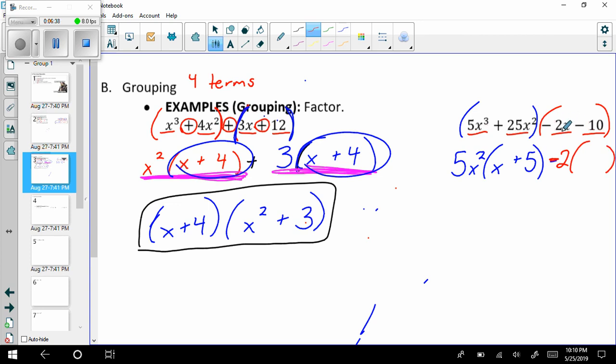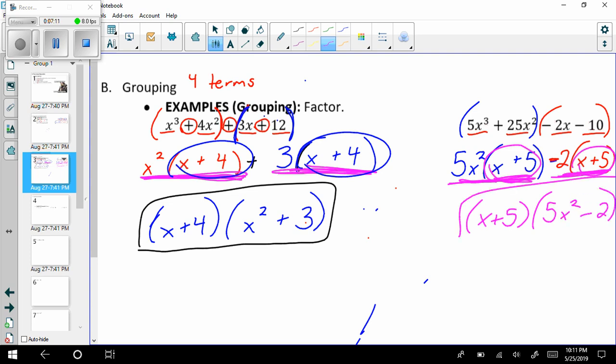So if I divide a negative 2 out of negative 2x, I now have a positive x, and a negative 2 out of negative 10, I would now have a positive 5. Notice I know I've done it right because the inside groups are exactly the same. So from my first chunk and my second chunk, what do they have in common? They have the x plus 5's in common. So if I factor that out, what would be left? Well, from the first group, there'd be the 5x squared, and the back group, there'd be the minus 2. There is the factored form.